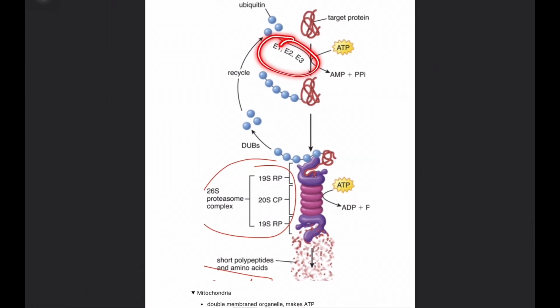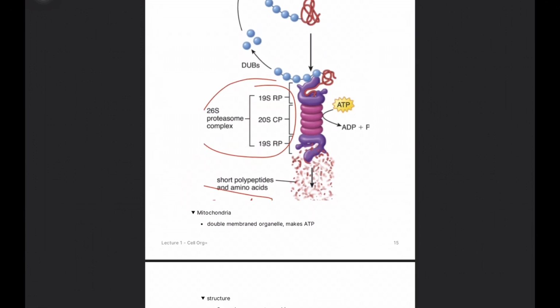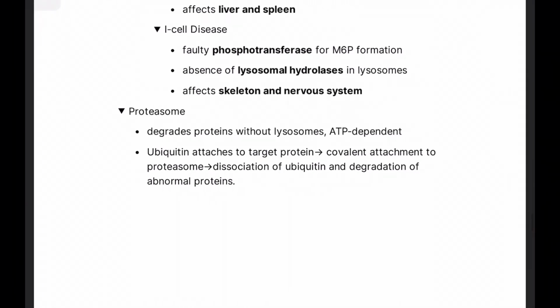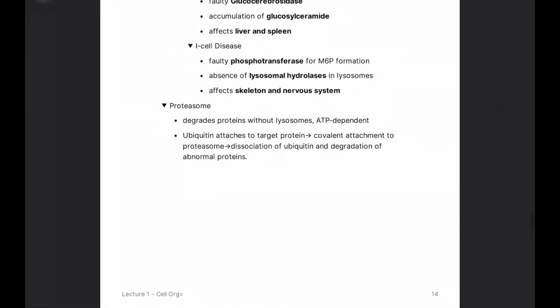So all of these things, do you have to know E2, E3, E1? Do you have to know this 26S proteasomal complex? It's really not important. It's really not. For a proteasome, just understand that it degrades proteins and it's ATP dependent. How it does that is through ubiquitin.